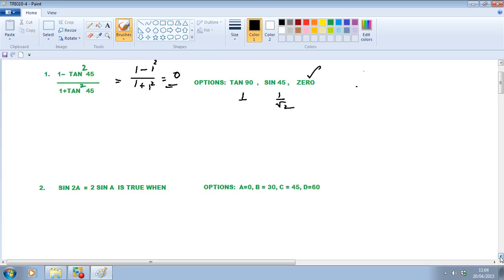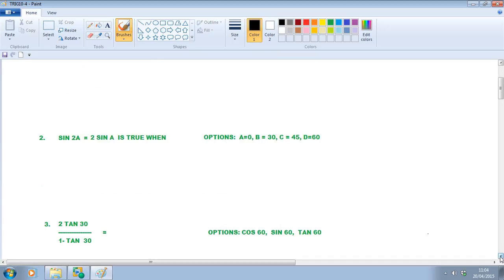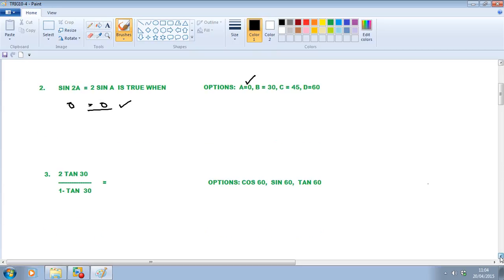So we'll go to problem number 2. Next problem. Sin 2A is equal to sin A is true when, options. So you put 0: sin 2 times 0 also is 0, sin 0 is 0. It's equal to 2 sin 0, 2 multiplied by 0 is also 0. So this is true when A is equal to 0. You try with other options, it won't be. So we'll go to the next problem.